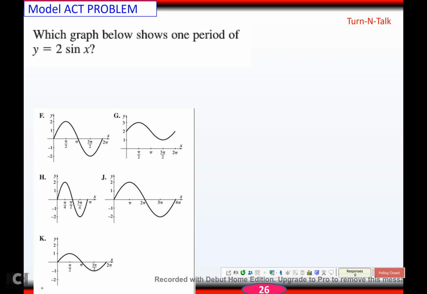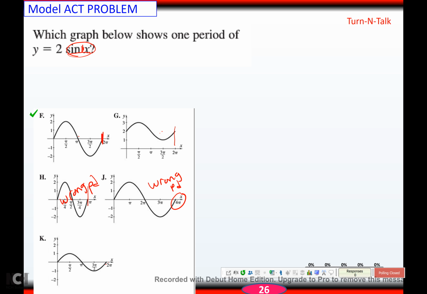Okay? Try this one, hit pause, come back when you're ready. And hopefully you got F. It's because they haven't messed with the period, this cycle has to finish by 2 pi. So that one does. See how this one finishes by pi, so that's got the wrong period. This one finishes at 4 pi for one cycle, so that's the wrong period. This one is the right period, it finishes by 2 pi.